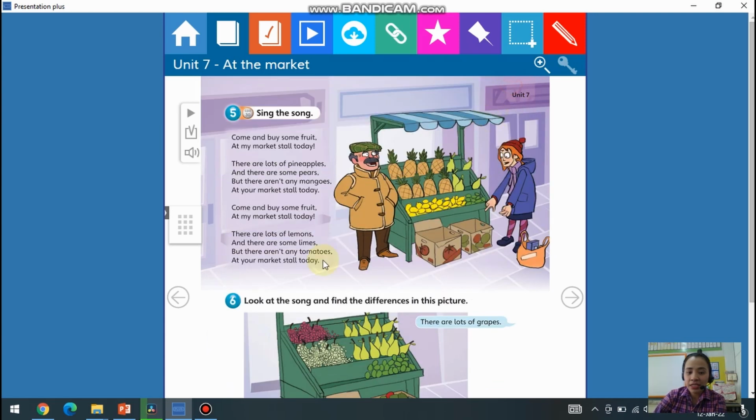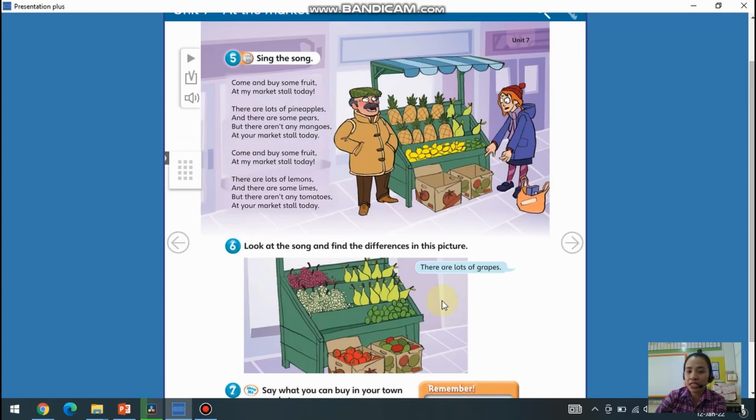Okay, so next, look at the song and find the difference in the picture. So by looking at the stall, look at the stall here. Look at the song and find the difference in the picture. There are lots of grapes. Okay, there are lots of pineapples. So here there aren't any grapes, right? But here there's no grapes. But there are lots of grapes here. In the stall, in the song, there aren't any grapes.